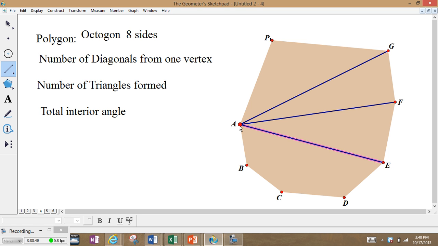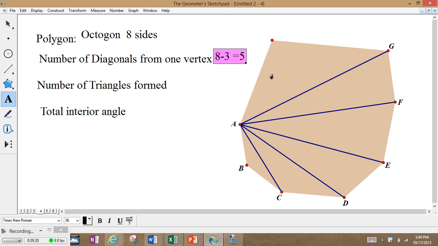A to E, and A to D, and A to C. So the number of diagonals drawn is 1, 2, 3, 4, 5. So we have 5, but in essence, we started out with 8. We subtracted from that 3, which gives us 5 total diagonals.